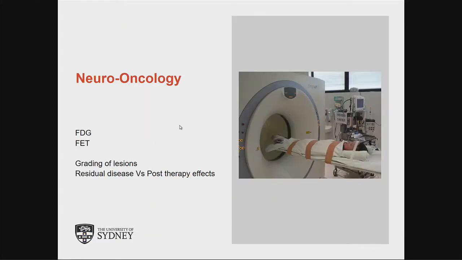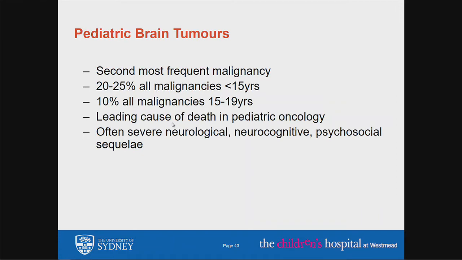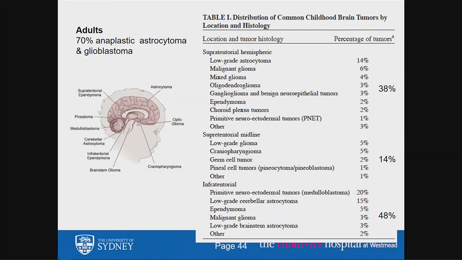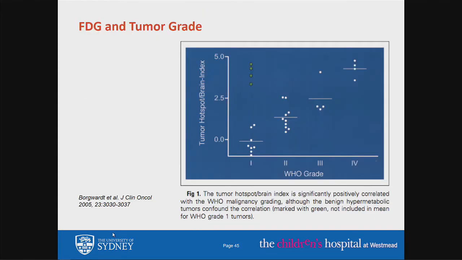Neuro-oncology. I'm going to talk about FDG PET, FET, grading of lesions and determining residual disease versus post-therapy effects. Pediatric brain tumours, the second most common solid malignancy in children, often lead to severe neurological, neurocognitive and psychosocial sequelae and can have a dismal prognosis. The key point is that in adults, most primary brain tumours are high grade, whereas in children there's a larger proportion that are low grade, making it harder to detect, particularly with FDG.